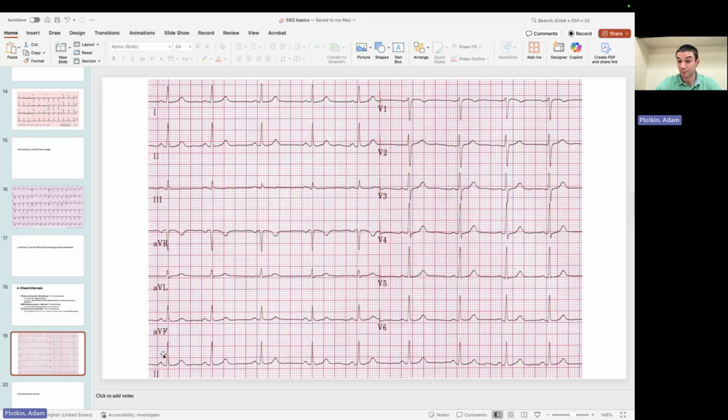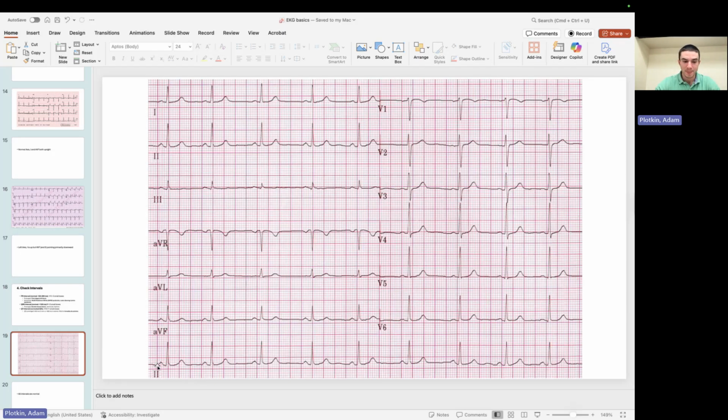And then we look at what's my rhythm, right? We see a P before every QRS, a QRS after every P. We see the Ps are upright in lead 2. We see they're upright in lead 1. And then in AVR, they're down. And then we can look at my axis, right? Lead 1 is up. Here lead AVF is up, so it's normal axis, right?